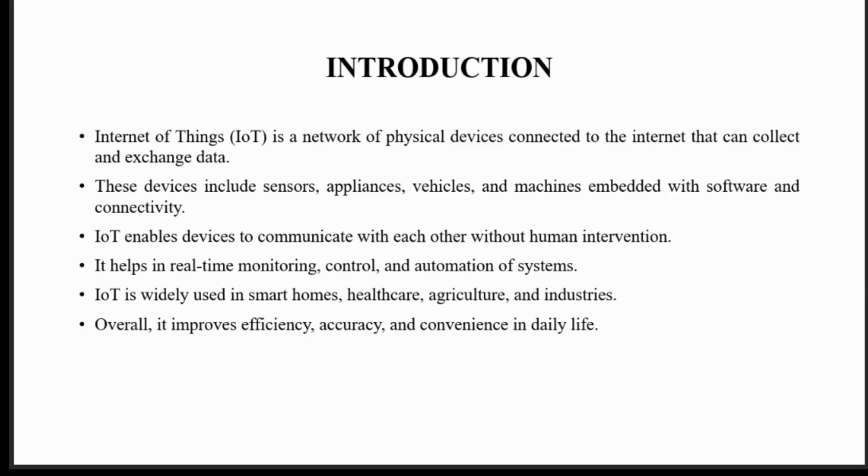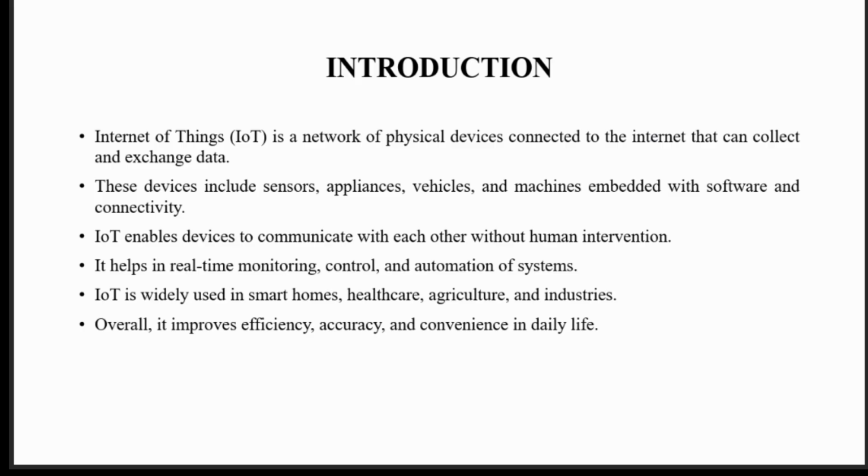Introduction. Internet of Things (IoT) is a network of physical devices connected to the internet that can collect and exchange data. These devices include sensors, appliances, vehicles, and machines embedded with software and connectivity. IoT enables devices to communicate with each other with or without human intervention. It helps in real-time monitoring and control automation of systems.